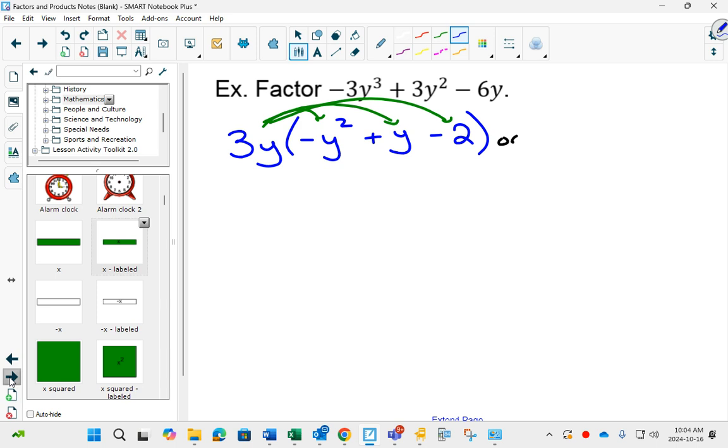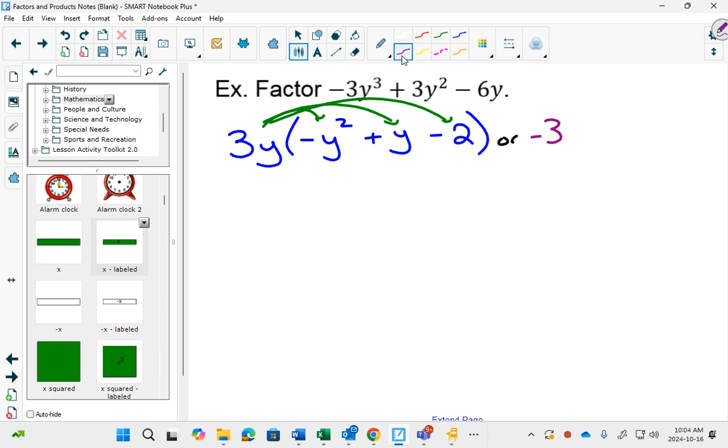Okay? You could have also, and I'll do it in purple here, taken out a negative 3y. So you have a choice with the negative. Do you pull the negative out, or do you leave it in? If I pull the negative out, this one would be positive. This one now is negative. And this one is positive. So it's a bit of a choice. Me personally, I like pulling out the negative.